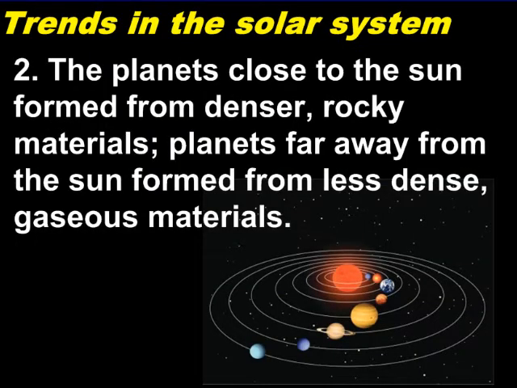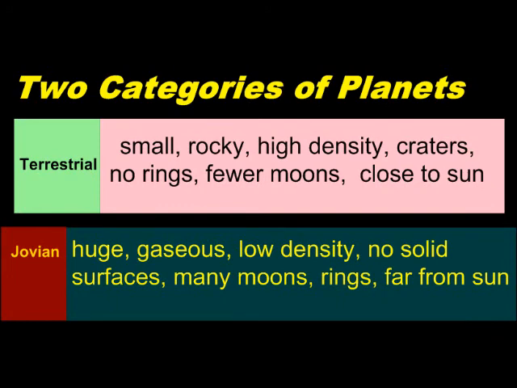The second thing is that the planets that are close to the Sun formed from denser rocky materials, and the planets that are further away from the Sun formed from less dense gaseous materials. The planets that are closer we call terrestrial, and they tend to be much smaller, rocky, high density. They often have craters. They have no rings, and most of them don't have moons, except Earth has one and Mars has two, and they're close to the Sun.